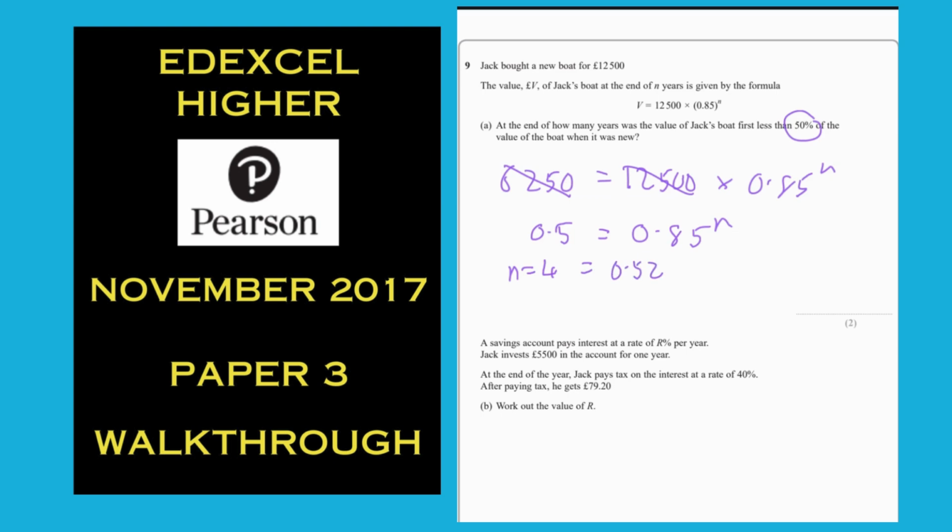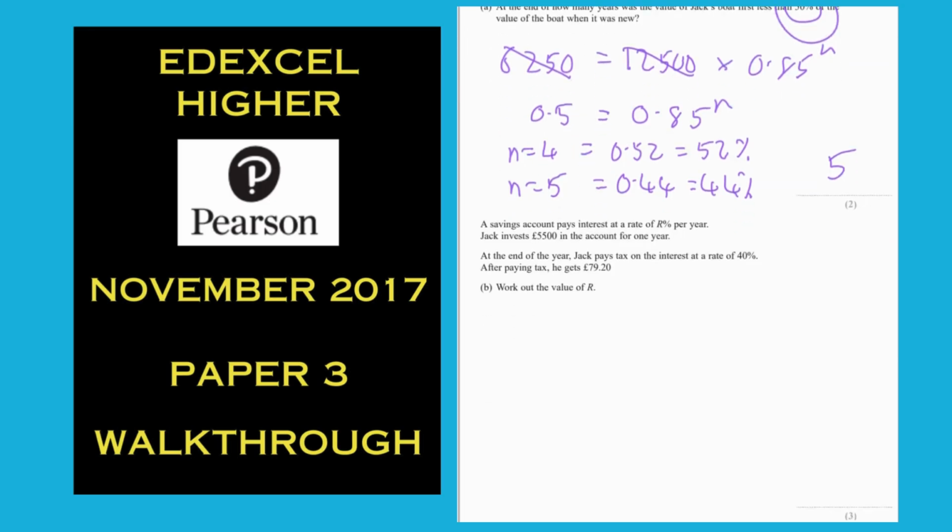0.85 to the power of 4 gave me roughly 0.52. In other words, 52%. Not quite below 50. So you know what's coming. When you try 5, I got 0.44. So there we go. It's in the 5th year.